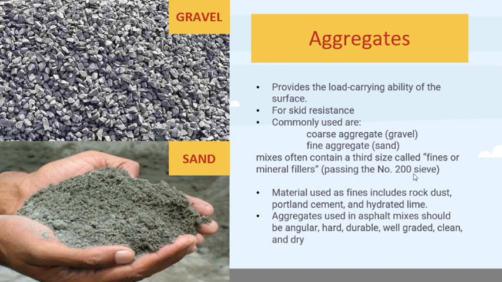So passing the number 200 sieve sila lahat, yung fines. So material used as fines includes rock dust, Portland cement, and hydrated lime. And aggregates used in asphalt mixes should be angular, hard, durable, well graded, clean, and dry, in order na makapag-provide ng tamang strength or required strength to the mix and to the bond with the binder.